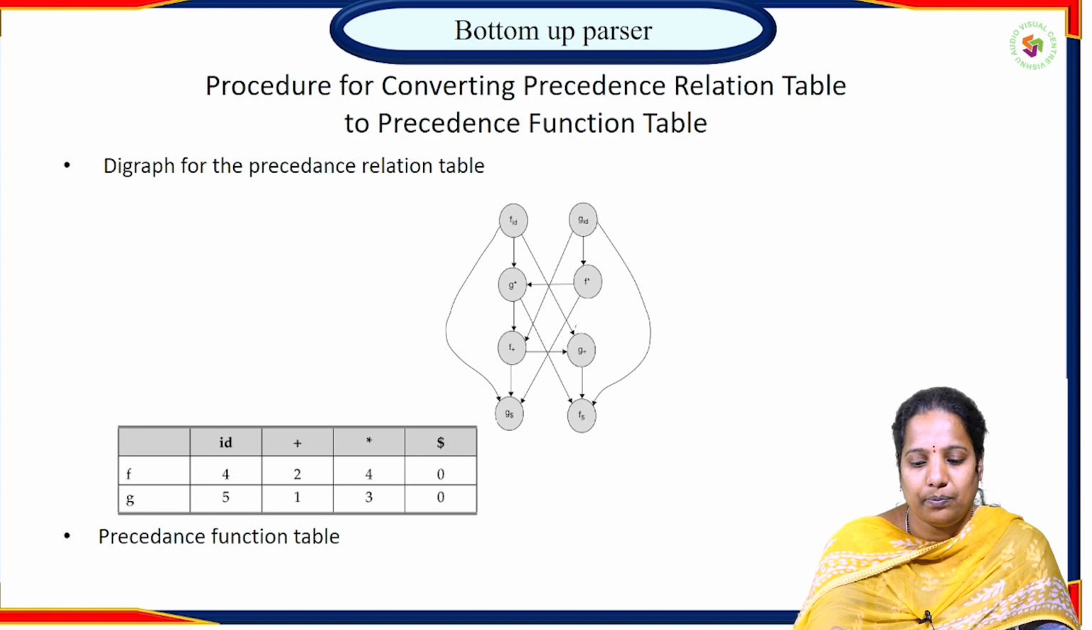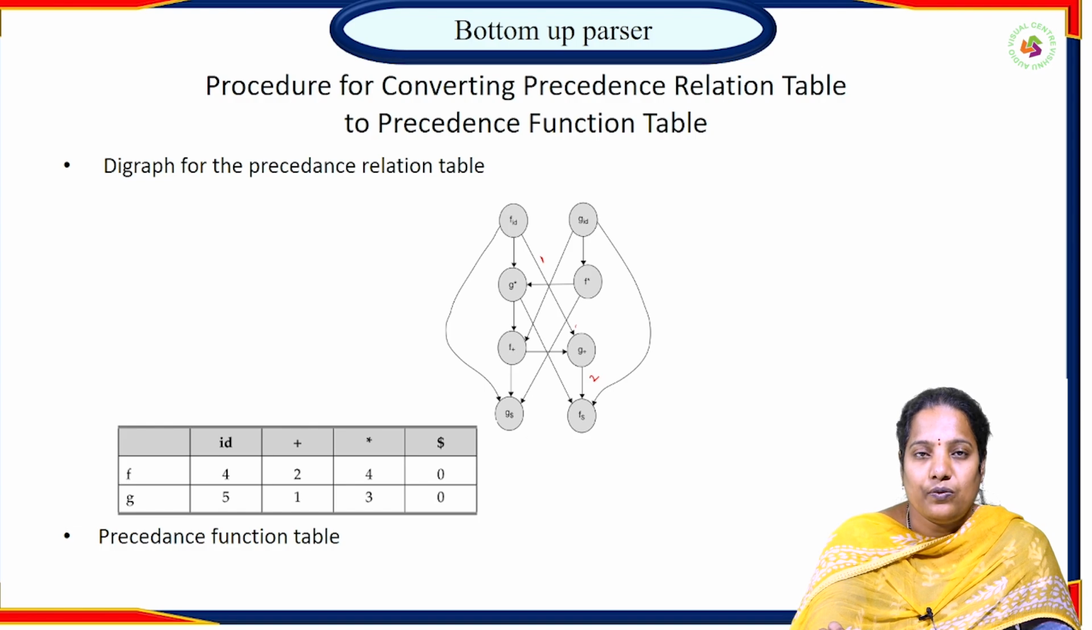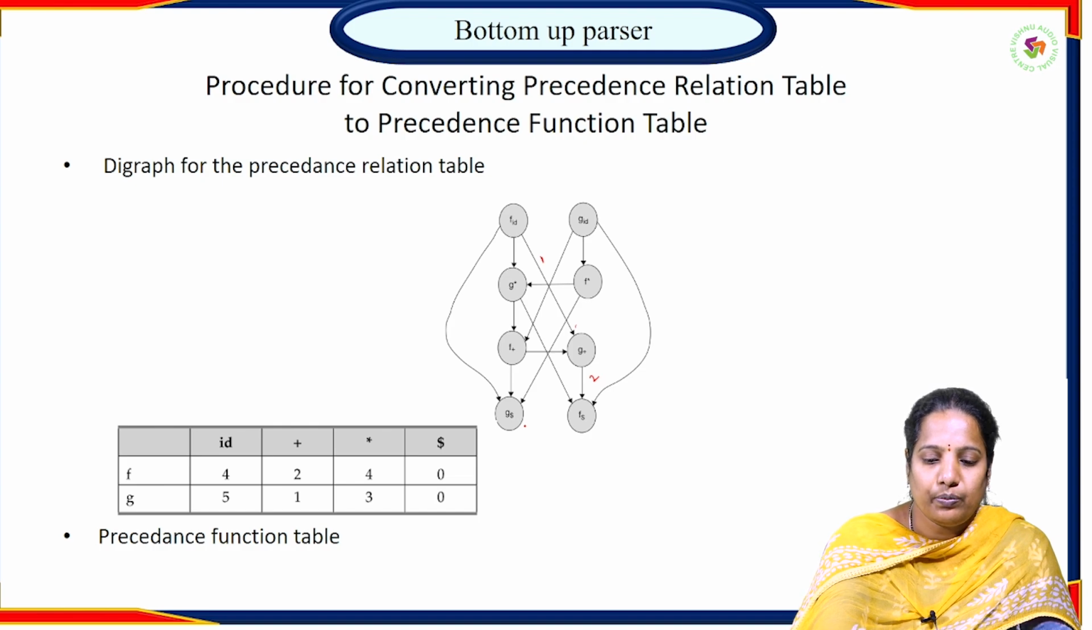When you are finding the path, first one is FID to G plus, then G plus to F dollar. Here the length is only 2. But we have some other paths also where we can reach either G dollar or F dollar. I am finding one more path, that is a direct path, where the length is only 1.